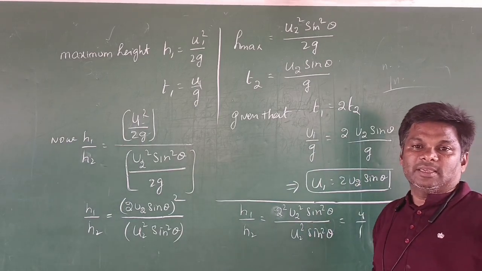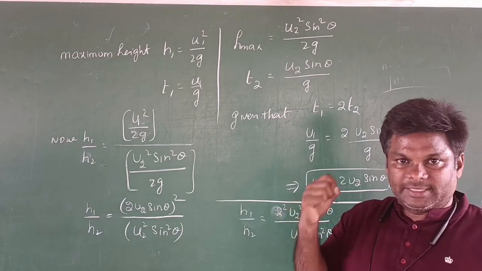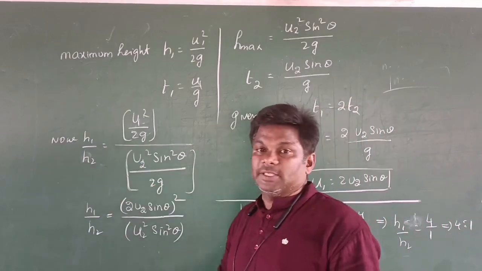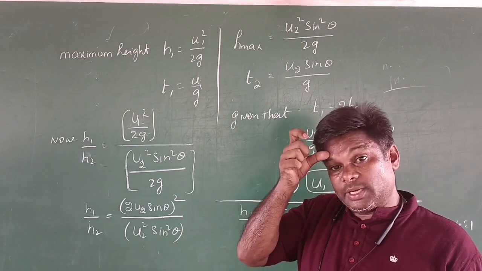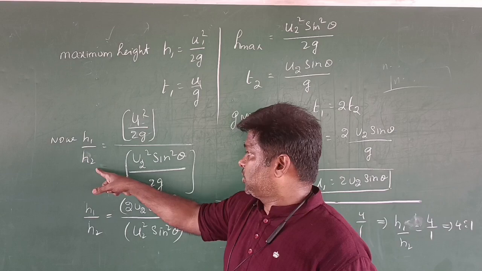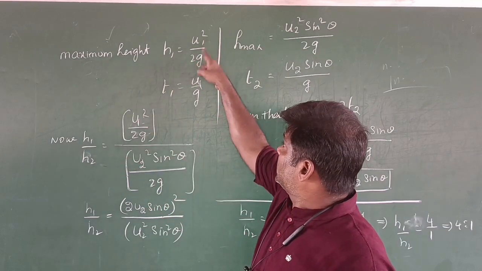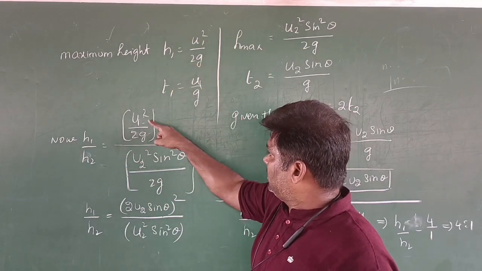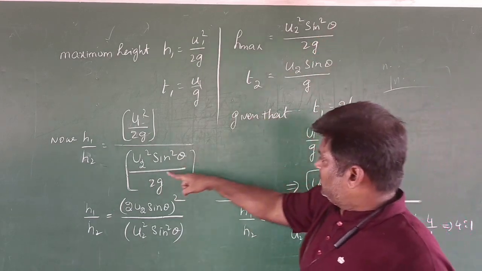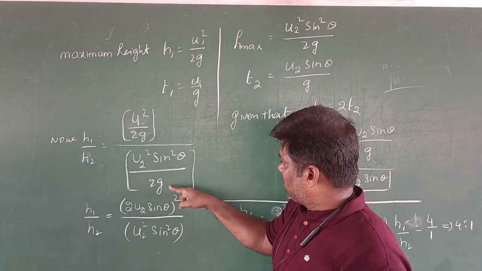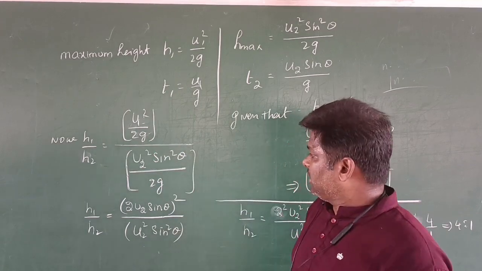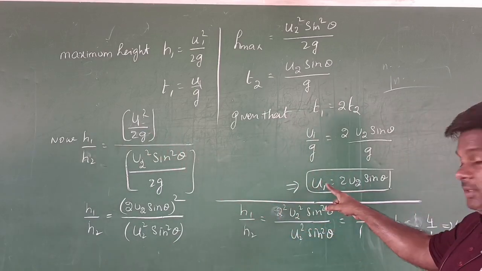What is he asking? He is asking the ratio of heights, that is H1 and H2. Ratio means you just divide, H1 divided by H2. H1 is equal to U1 square by 2G, and H2 is equal to U2 square sin square theta by 2G, that's what I have written. In the denominator, 2G and 2G will get cancelled. Then instead of writing U1, you write this one.